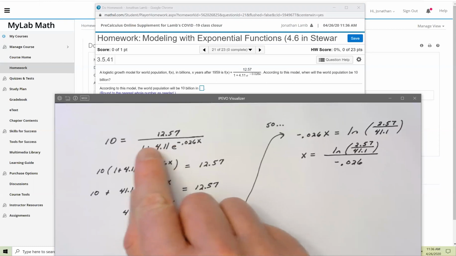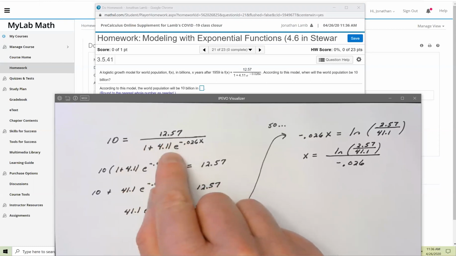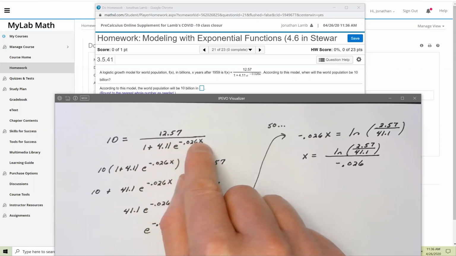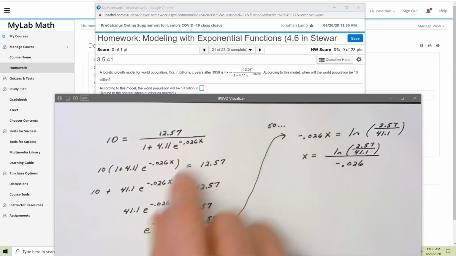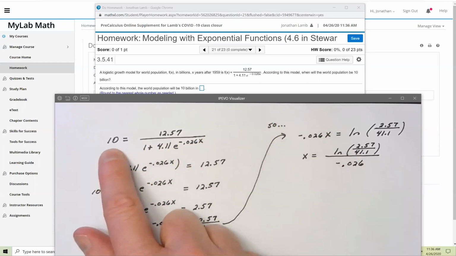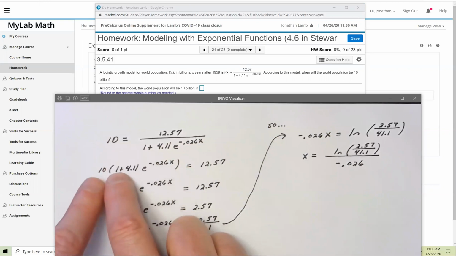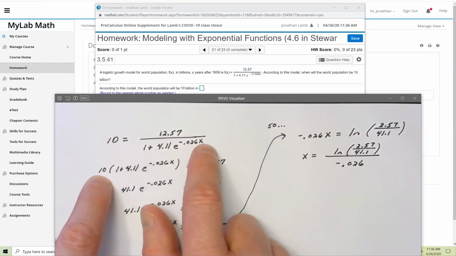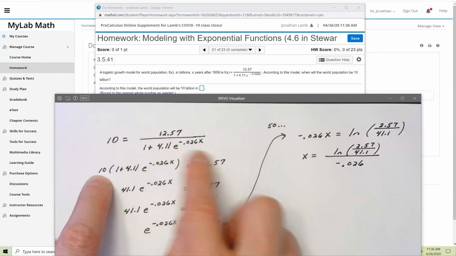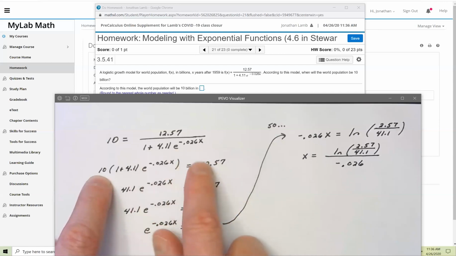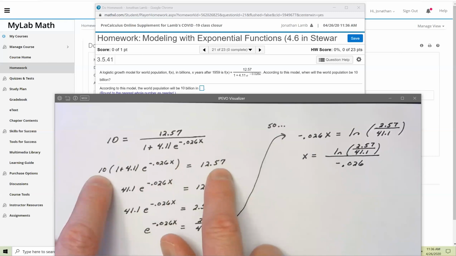I took their equation: 10 is equal to 12.57 divided by 1 plus 4.11 e to the negative 0.026x. I wrote the problem down, and I knew the y value I was looking for was when the world population would get to 10 billion. Remember, y is measured in billions, so you can just put the 10 there. I knew I couldn't solve for a variable as long as it's in the denominator. So the first thing I did was multiply both sides by the denominator on the right, which means now my right-hand side is just 12.57.